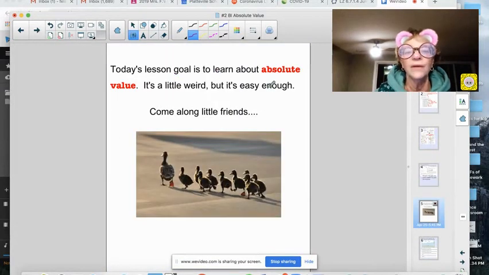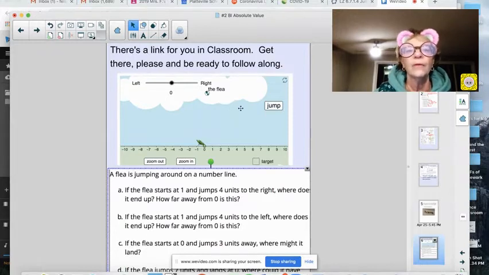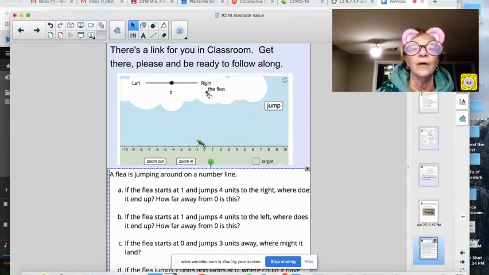So our goal today is to learn about absolute value. It's a little weird, but it really is easy enough. So there's a link for you in Classroom. If you haven't gotten that ready, you should stop me and go ahead and do that. And if you have, super, I'm going to keep going.